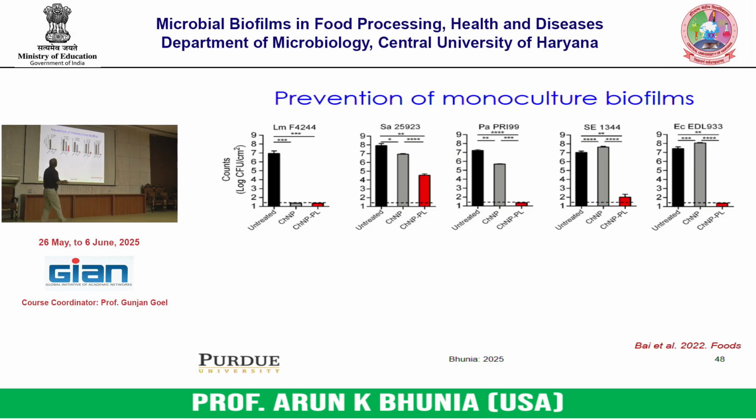So here we use Pseudomonas, Listeria, Staph aureus, Salmonella, and E. coli. And you can see this chitosan nanoparticle can significantly inhibit. Except Staph aureus, you get lower inhibition. But in most cases, they can prevent biofilm formation. If we apply it on certain surfaces, they can prevent it, right?